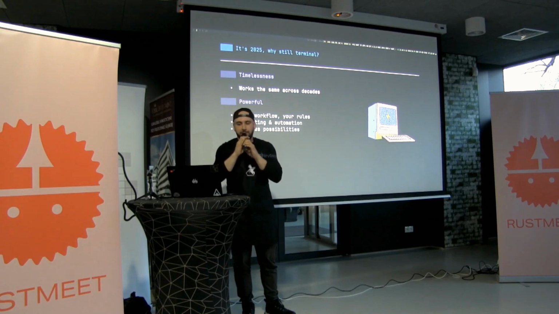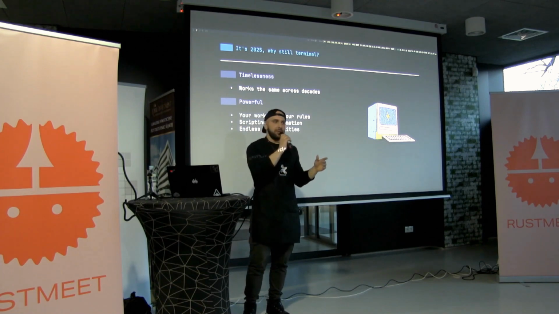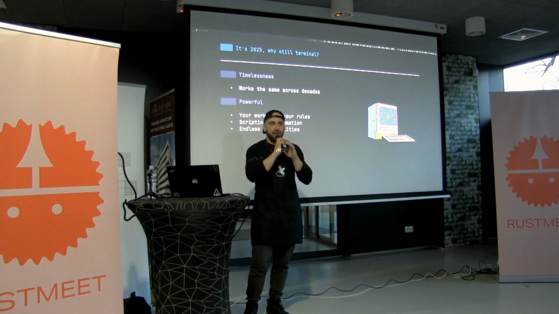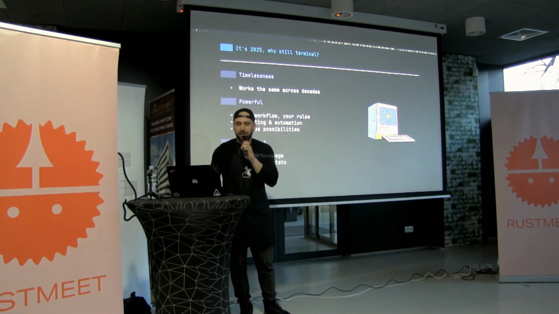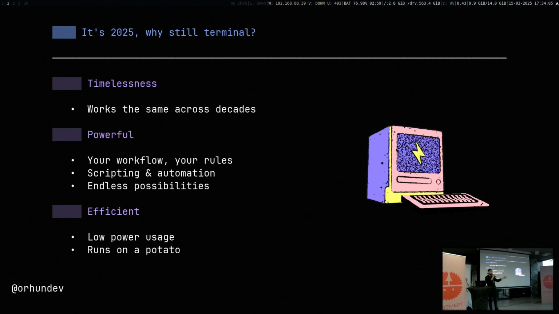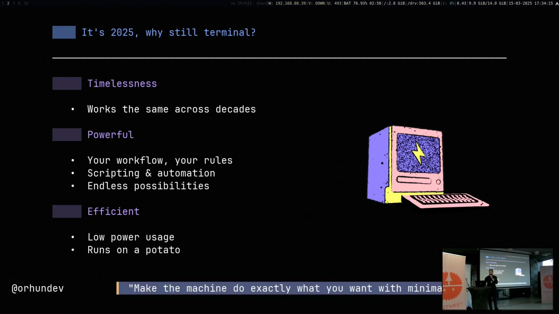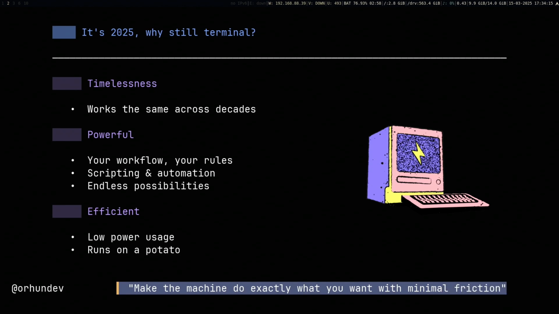And it's also very powerful. You can make it do whatever you want it to do. You can write your own scripts. You can automate your tasks, and there are endless possibilities. It runs on a potato. You can basically run it in very resource constrained environments. Because of these features, I think the terminal is going to be around for a long time. And the best way to explain what a terminal is, I think, is to say that it makes the machine do exactly what you want with minimal friction. You want to perform a task, you can do it in a terminal without running into a lot of issues.